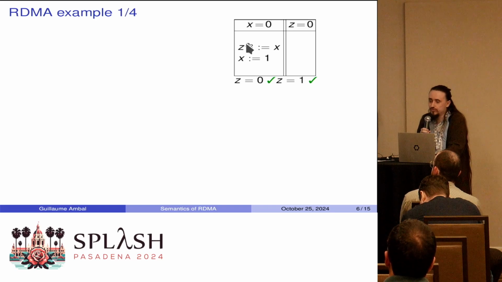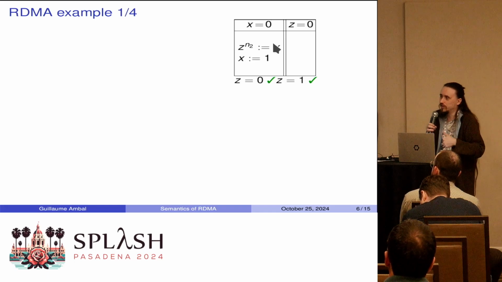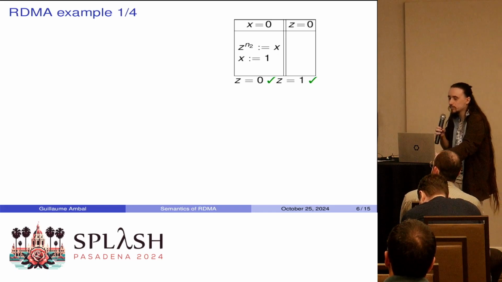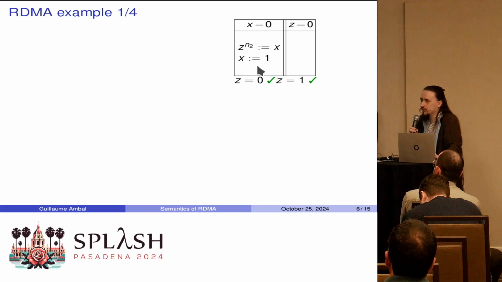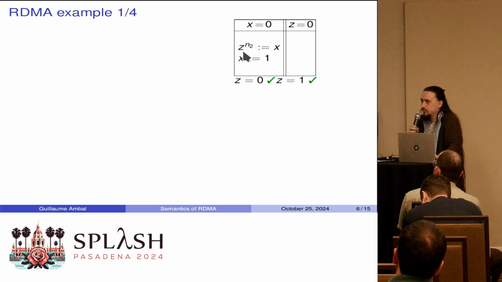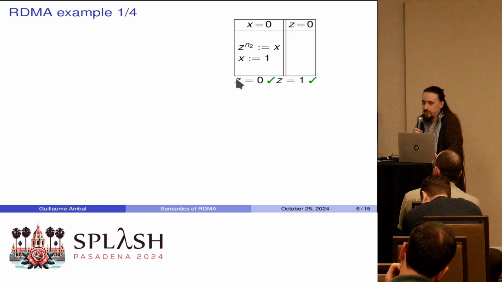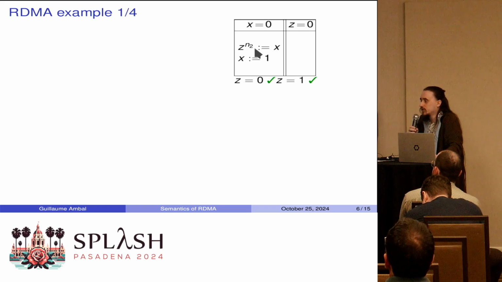So z to assign x means you read your local copy of x, you send it over the network, and you modify z. And then you can change the value of x, which is a normal x86 operation. Of course, if you do it in order, well, you still have z equals 0 at the end because you send the whole value of x. And where RDMA is interesting is that z equals 1 is also allowed.